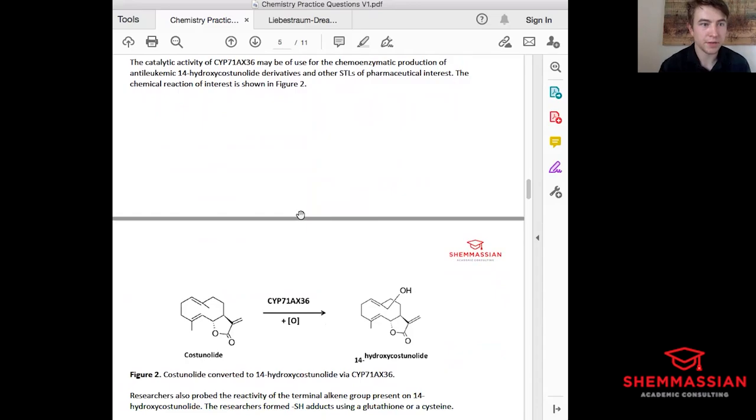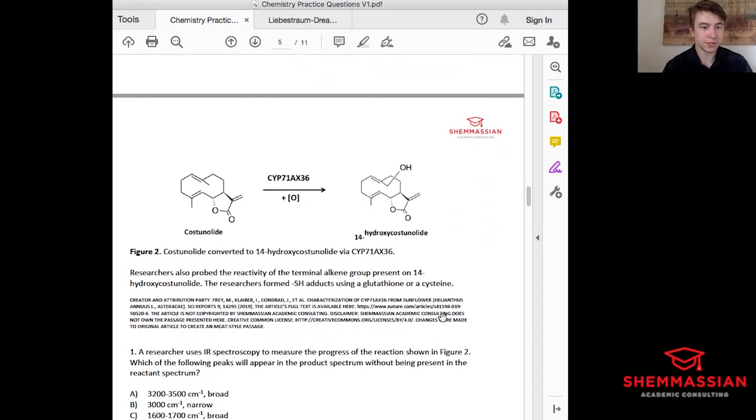Okay, next paragraph. The catalytic activity of CYP7, I'm going to stop reading the whole thing, may be of use for chemoenzymatic production of anti-leukemic 14-hydroxycostunolide derivatives and other STLs of pharmaceutical interest. The chemical reaction is shown in figure two. Okay, so now we're getting to this pharmaceutical interest. So this is an application of this enzyme.